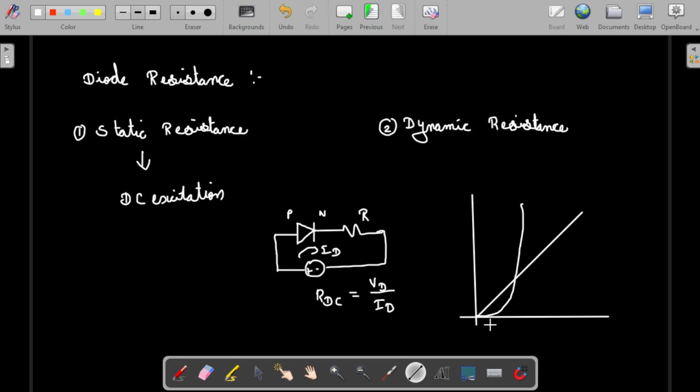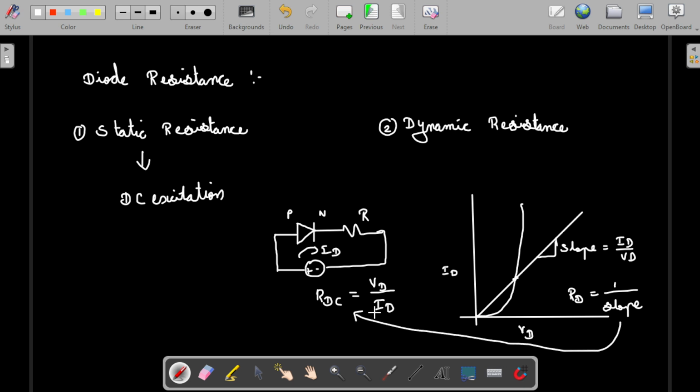Okay, so there will be some cutoff point. So this will be VD and this will be ID. The diode will be operating at some point. So this point, right? So this is the slope. If we take the slope, which will be equal to ID divided by VD, the y-axis divided by x-axis, then RD will be the reciprocal of the slope. So RD is equal to 1 by slope. So that's what they are implying here. Okay, so this is completely static resistance.